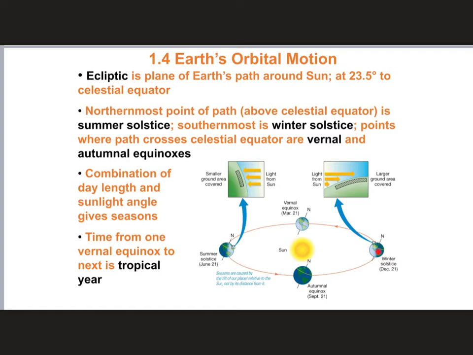Now over on the other side, we have the winter solstice, and in the northern hemisphere, that works out to be the shortest day of the year. And of course, in the southern hemisphere, it would be the longest day of the year for people living in the southern hemisphere.